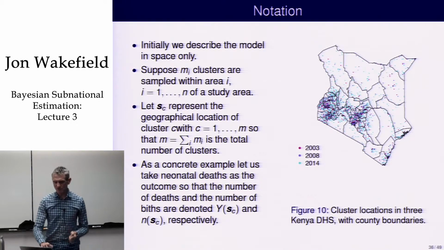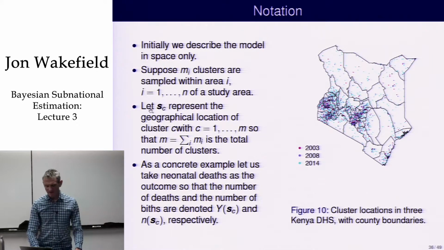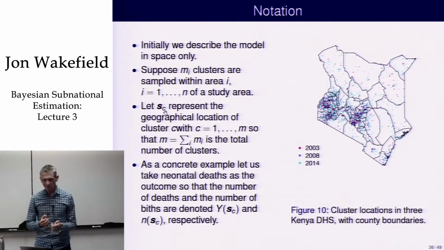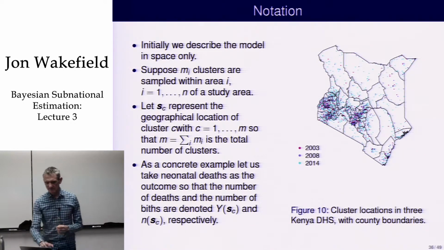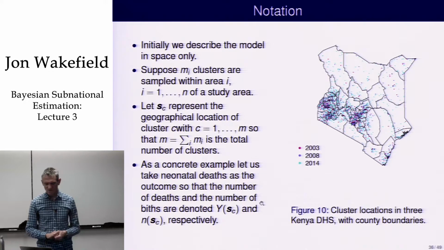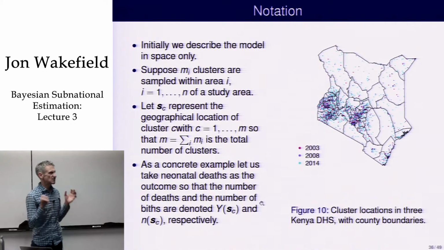And then within each of those clusters, we get geographical locations, s_c, so that's a 2-dimensional point, and that's where we get our data. Then we have M clusters in total over the whole country, which is the sum of the M_i's. And as a concrete example, I'm just going to talk first about spatial models.